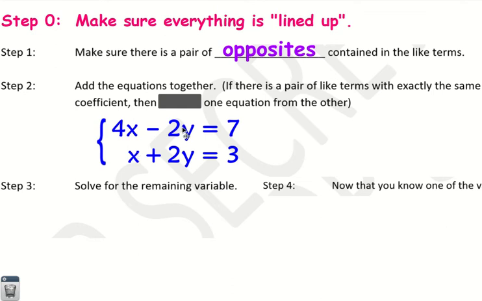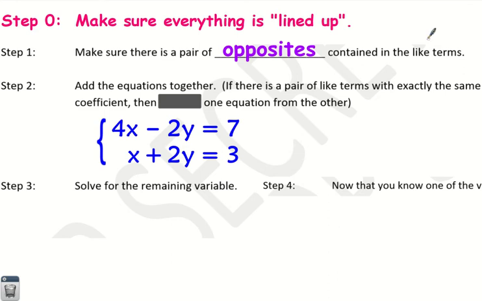But negative 2y plus 2y, these two terms completely cancel out because they are perfect opposites. And so that's what we need. So step 1 is, again, to revisit step 1 and read it again, just to make sure we get it. Make sure there is a pair of opposites contained in the like terms.